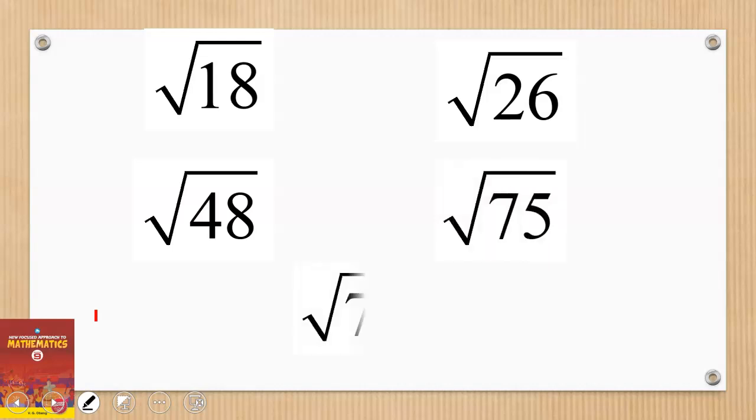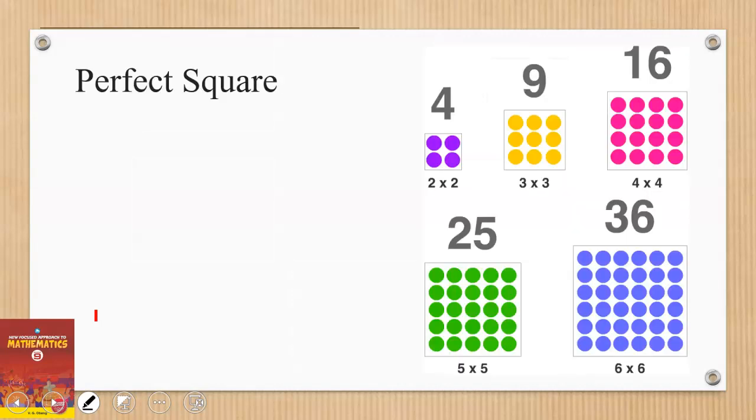Root 75 can be expressed to the lowest form. Root 74 cannot. So how do I know which surd can go to the lowest form and which one cannot? We will understand this first by understanding perfect squares.